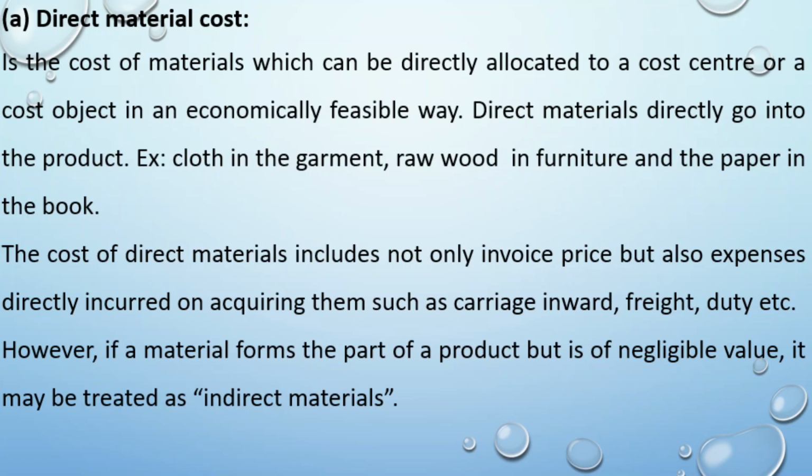Let me clearly explain what is direct material cost. Direct material cost is the cost of materials which can be directly allocated to a cost center or a cost object in an economically feasible way. Direct materials directly go into the product. For example, cloth in the garment, raw wood in furniture, and the paper in the book.